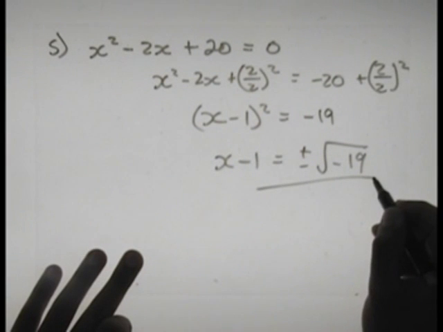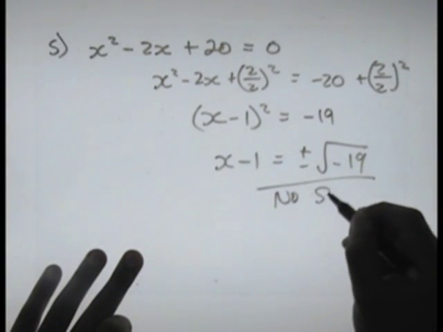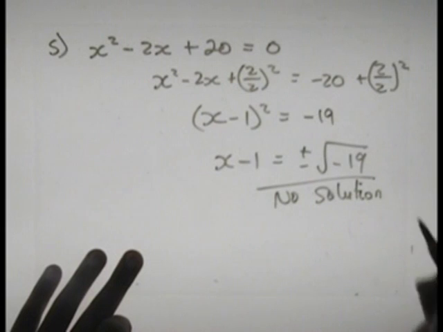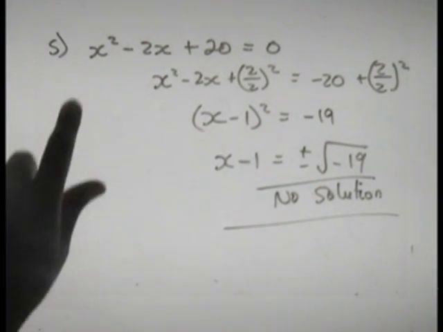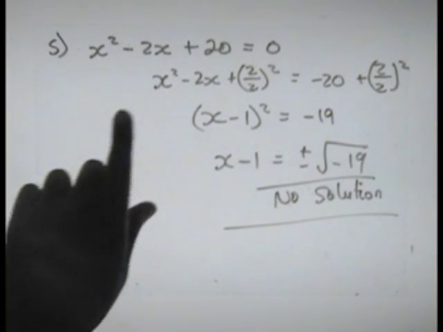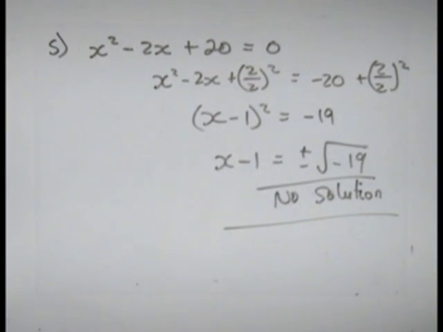Problem: the square root of a negative has got no real solution. Hence, that is our answer. There are no solutions for x. There are no x values that will make this equal to 0.